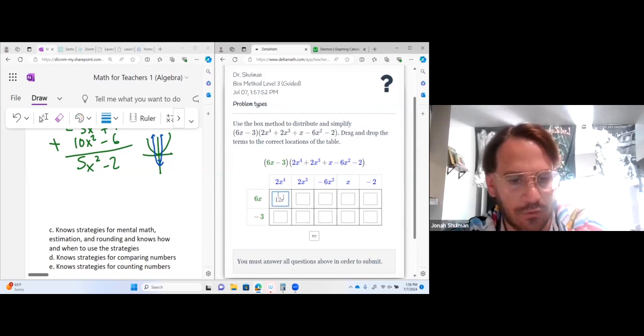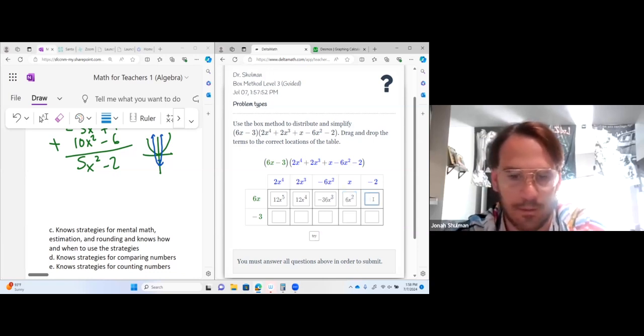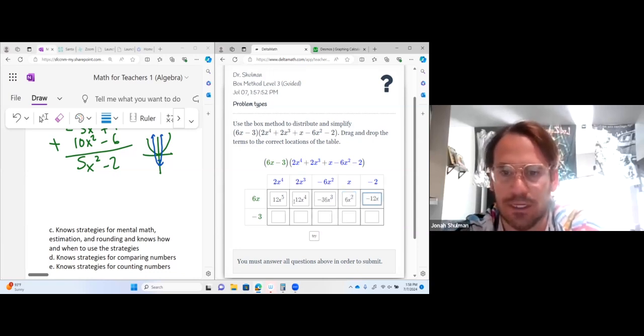12x to the 5th. 12x to the 4th. Negative 36x to the 3rd. 6, because there's an imaginary 1 in the front, so 6x squared. Negative 12x. Then we got to do all the bottom ones.